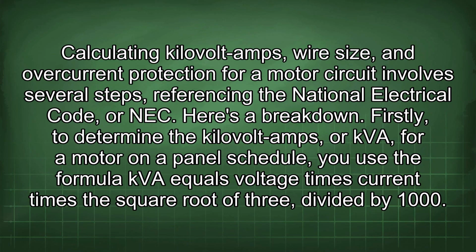Calculating kilovolt amps, wire size, and overcurrent protection for a motor circuit involves several steps, referencing the National Electrical Code, or NEC. Here's a breakdown. Firstly, to determine the kilovolt amps, or kVA, for a motor on a panel schedule, you use the formula kVA equals voltage times current times the square root of 3 divided by 1000.